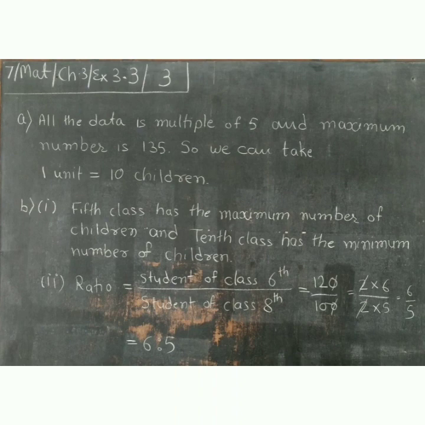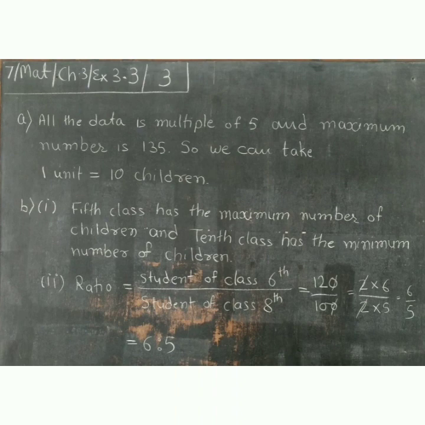Now second sub question, find the ratio of students of class 6th to the students of class 8th. Now for this, the formula is: ratio is equal to students of class 6th upon students of class 8th. How many students are there in 6th class? 120. And how many students are there in class 8th? 100. So 120 upon 100.